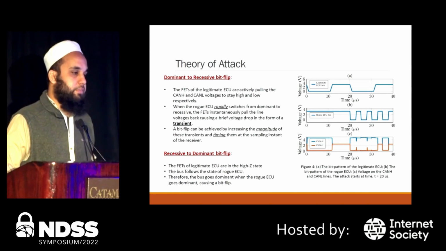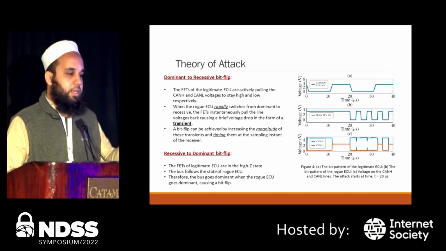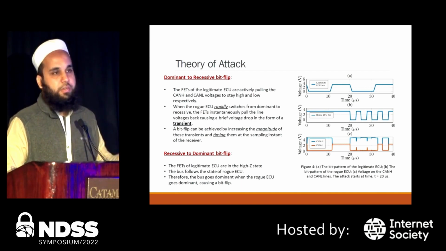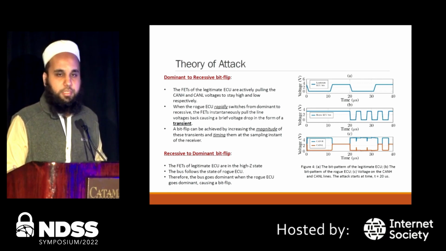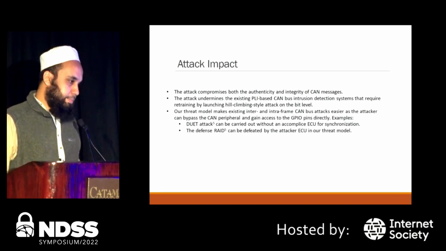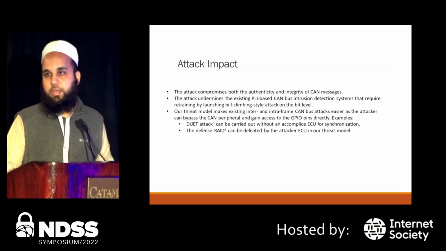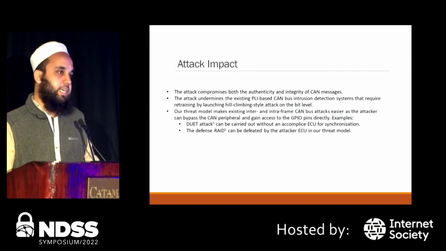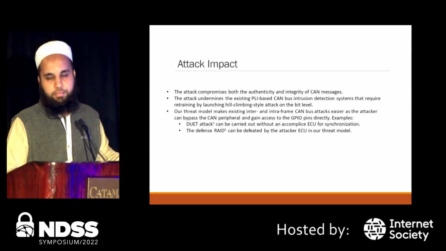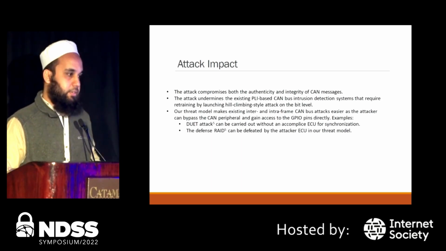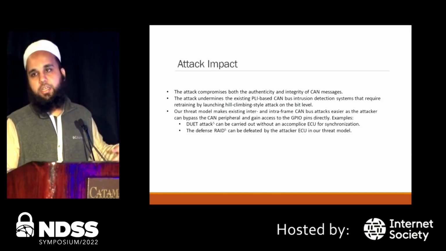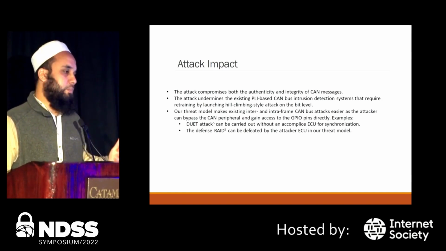The other way around, recessive to dominant, is very trivial, as we can see near the end of 40 microseconds. All the adversary needs to do is to transmit dominant, and it does not have an arbitration process, so the bus becomes dominant. The impact of the attack is that it compromises both the authenticity and integrity. If the ECUs are using ID to authenticate, it can modify that ID, flip the bits of the ID, and break that authenticity. It can also undermine the existing physical layer identification defense systems by launching a type of hill climbing attack on bit level.